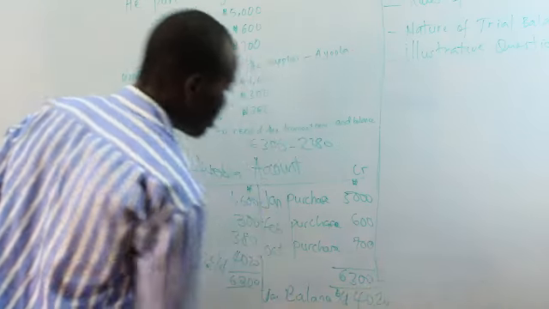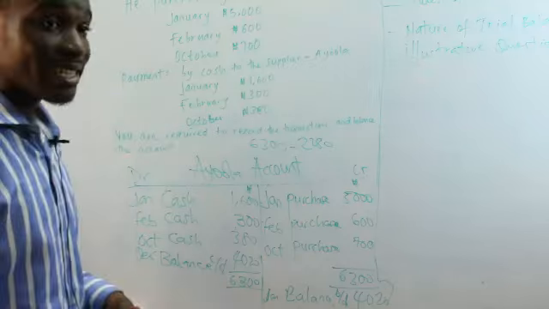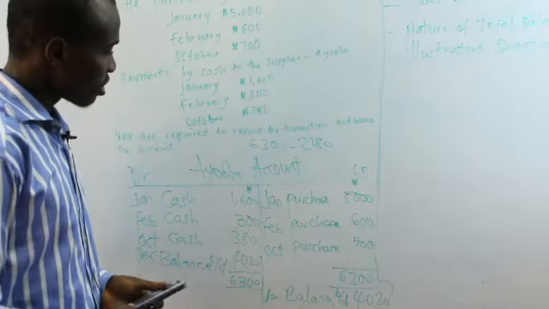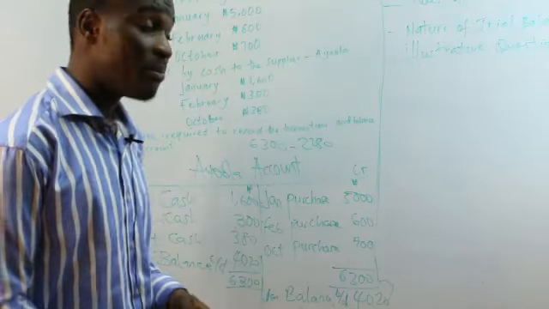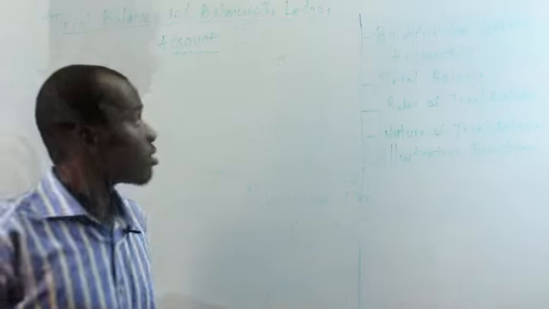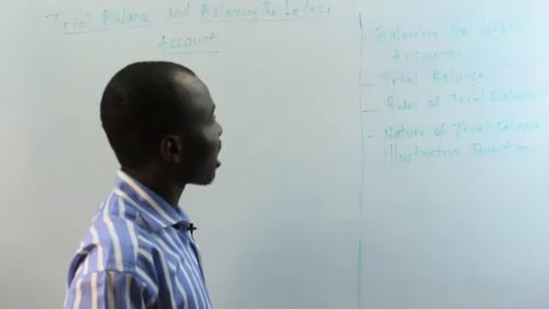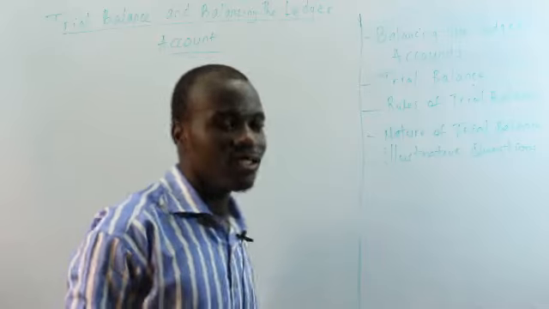So that means the account is having a what? A credit balance, because the credit side is greater than the debit side. So we've done the balancing of the ledger accounts, so we can then move to the trial balance.